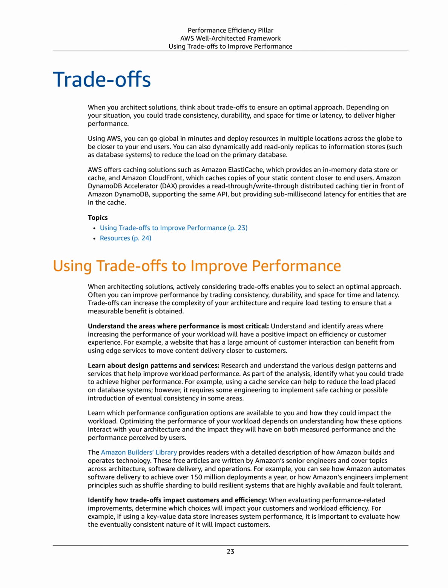Using trade-offs to improve performance. When architecting solutions, actively considering trade-offs enables you to select an optimal approach. Often you can improve performance by trading consistency, durability, and space for time and latency. Trade-offs can increase the complexity of your architecture and require load testing to ensure that a measurable benefit is obtained.